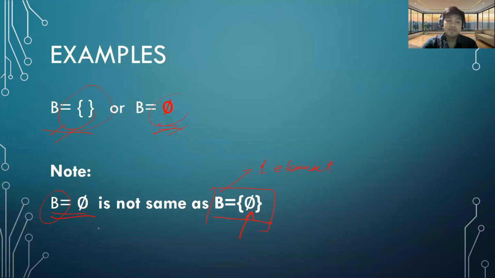Pero itong B na to, wala siyang laman. So basically, walang laman. Ito naman, yung nandito is may laman. So hindi sila equal. Ang equal lang dito is ito. Itong symbol na to at itong curly braces na to. And this particular B is equal to braces with this particular null set symbol is not equal to this. Nakikita niyo ba yung pointer ko?